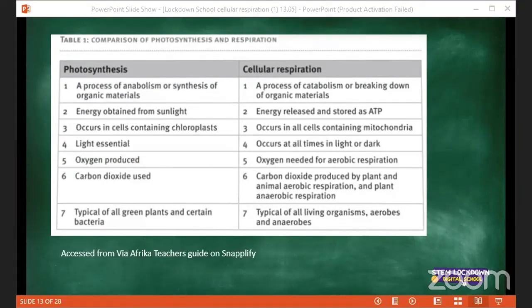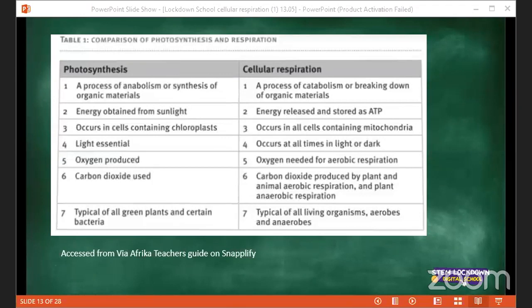The fifth thing is that oxygen is produced. So remember that oxygen is a product of photosynthesis and carbon dioxide is used. So carbon dioxide is a reactant in the process of photosynthesis. Remember that the plant gets its carbon dioxide from the atmosphere. It uses the light energy or the radiant energy from the sun, and it also gets its water from the soil. And then from there, photosynthesis takes place. And the seventh thing is that it is typical of all green plants.